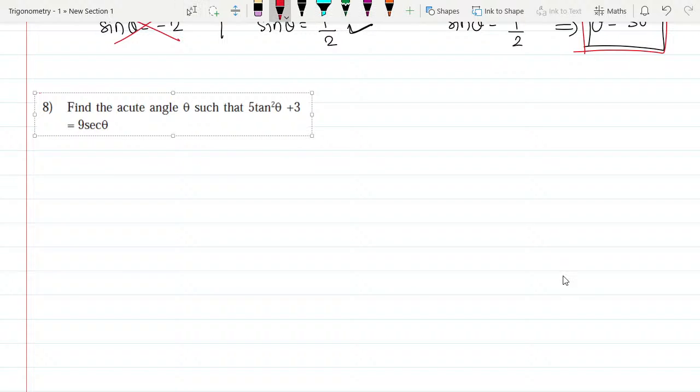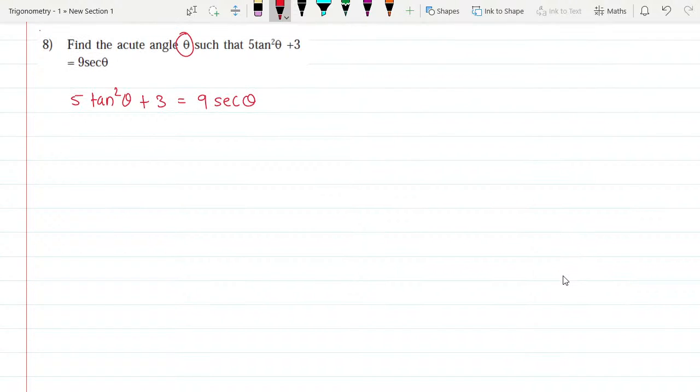Let's take: find the acute angle theta such that 5 tan square theta plus 3 equals 9 sec theta. Okay, so 5 tan square theta plus 3 equals 9 sec of theta. Find the acute angle theta, what does it mean? This is also a quadratic equation, but the variable is not the same. Here I have sec, but here I have tan.